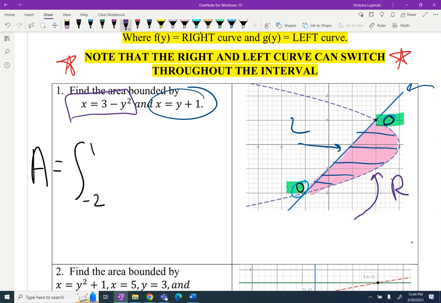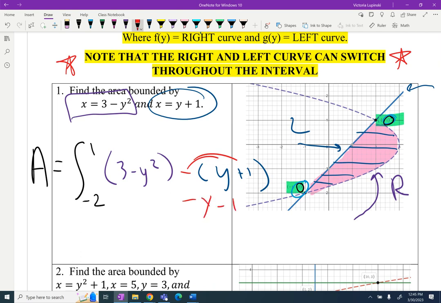So your right curve is the purple one, which is 3 minus y squared. That's the top. You then have to do minus, always a minus. Sorry, it's the right curve minus now the left curve. The left curve is y plus 1. Make sure you parenthesize. Then you're going to go ahead and distribute this minus. So that's going to give you a -y minus 1.